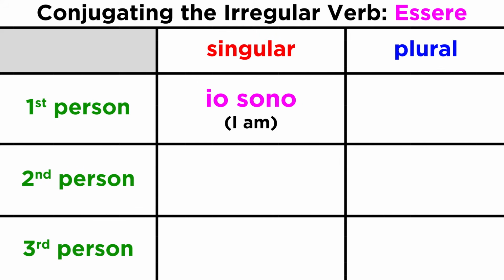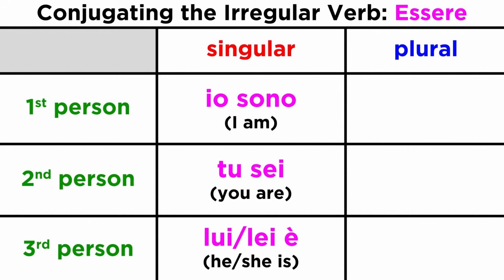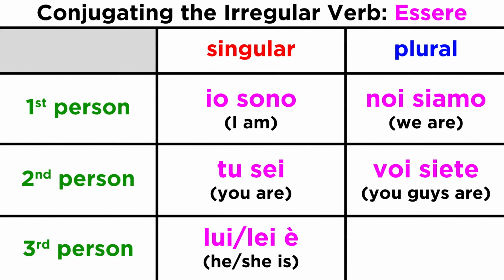Io sono. Tu sei. Lui o lei è. Noi siamo. Voi siete. Loro sono. Io sono. Tu sei. Lui o lei è. Noi siamo. Voi siete. Loro sono.